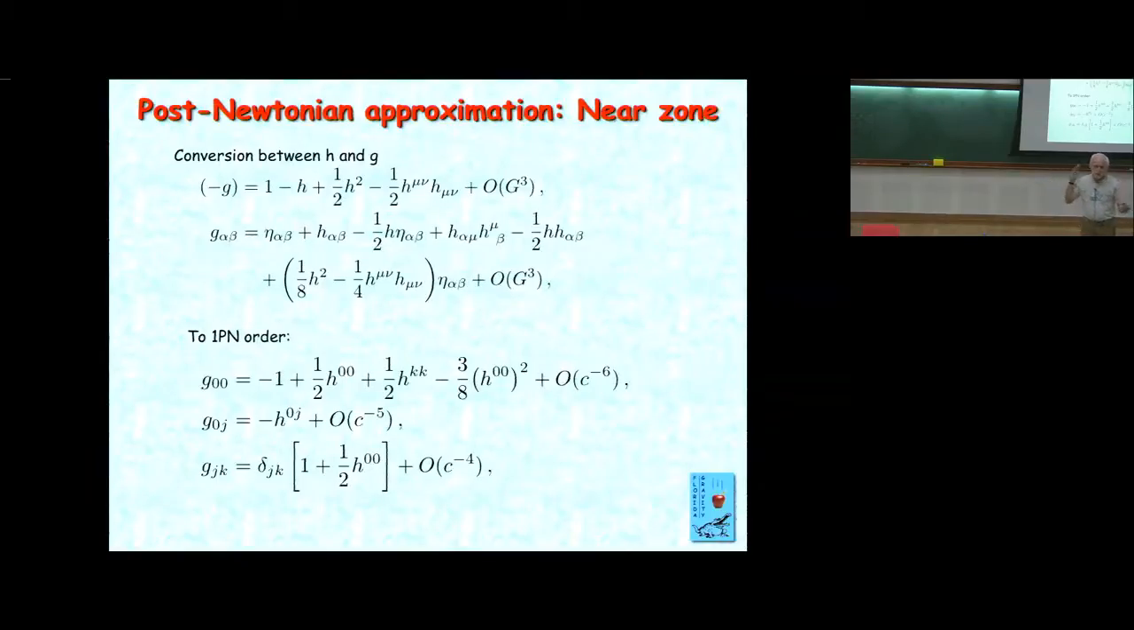Well, now, if you think about the accuracy with which we know, you can ignore 2PN effects in the solar system.